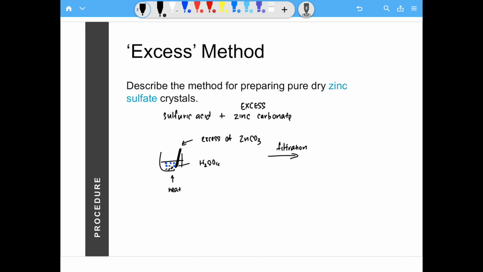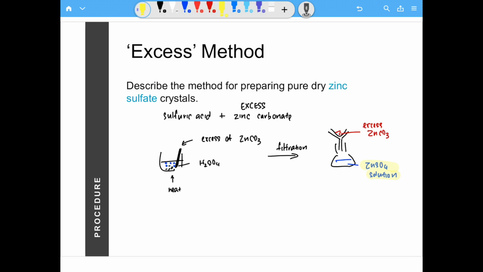Why do we need to perform a filtration? It is to remove the excess zinc carbonate that we have added. In this case, when we do a filtration, we'll end up with your excess zinc carbonate in the residue, and we have your zinc sulfate solution in the filtrate. At this point in time, we need to determine whether we want the filtrate or the residue. Since we are preparing zinc sulfate, we actually want the filtrate.